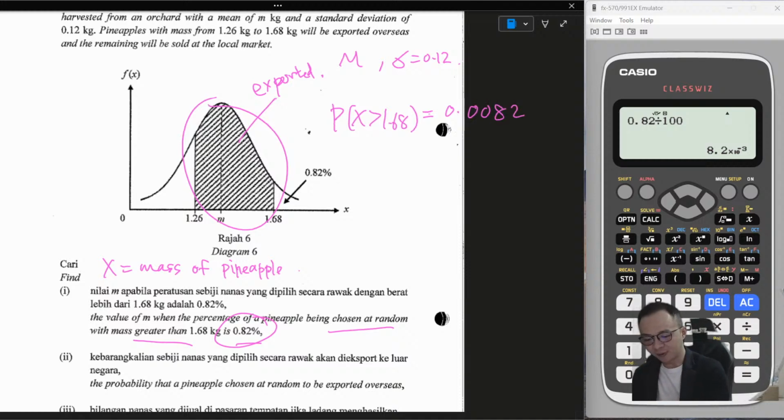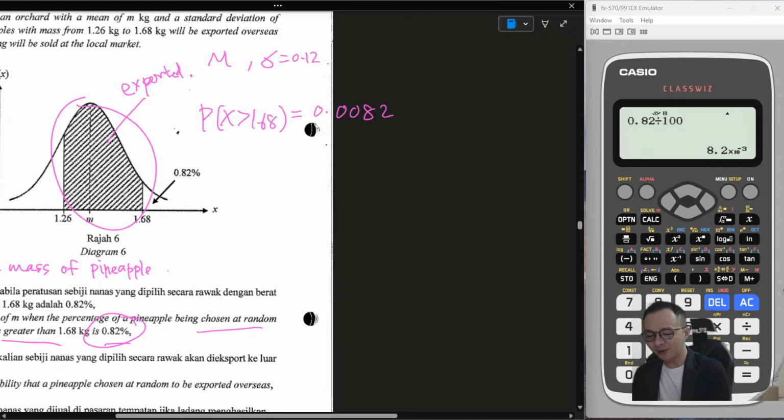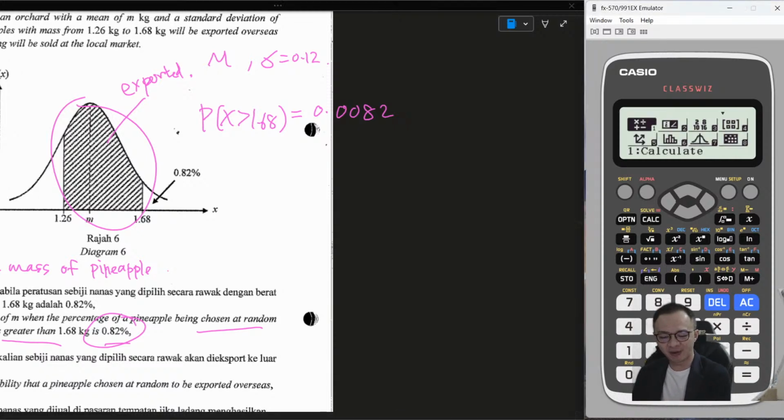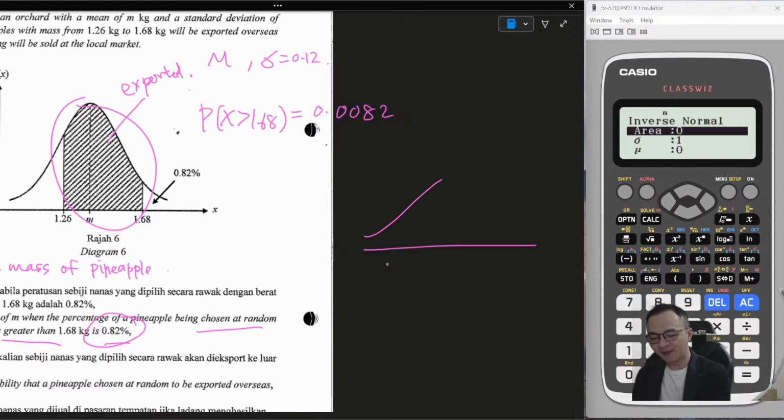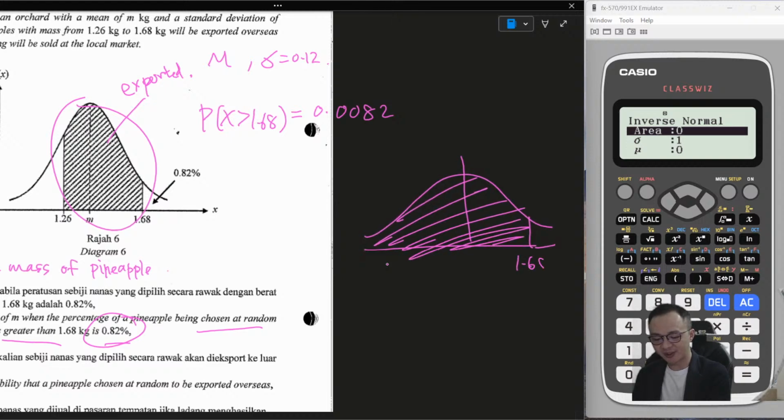Okay, so this one you can use a calculator. I mean, you can use a table or use a calculator. But definitely over here, I will use a calculator. I will just use the inverse normal. But inverse normal, the area is only going to the left hand side. That means the calculator only wants this part. This is 1.68, right? And then this one is 0.0082.